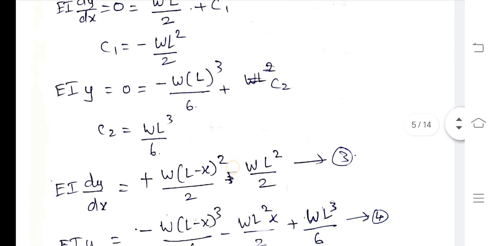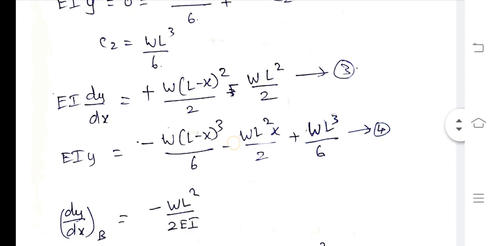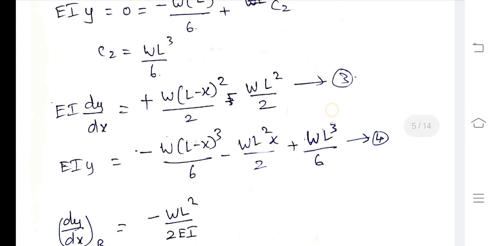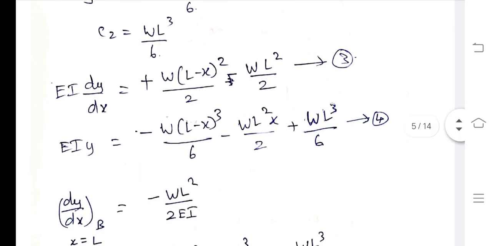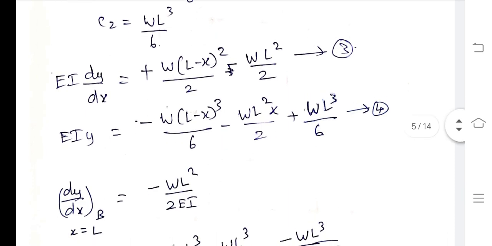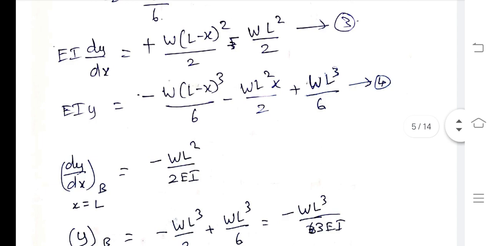Then after substituting c1 and c2 in equations 1 and 2, you will get EI dy by dx is equal to w(L − x) the whole square by 2 minus wL square by 2, and then EI y is equal to minus w(L − x) the whole cube by 6 minus wL square x by 2 plus wL cube by 6. So this is the slope and this is the deflection equation.